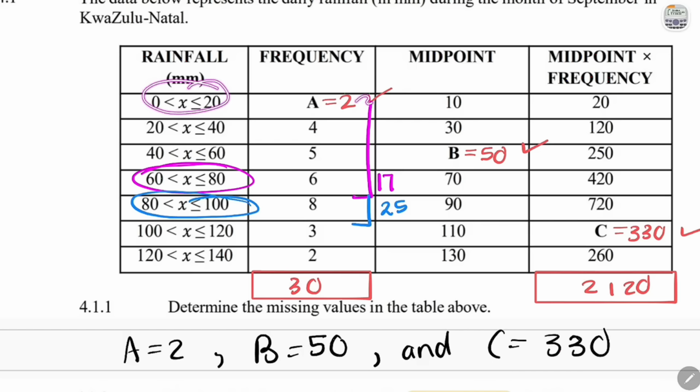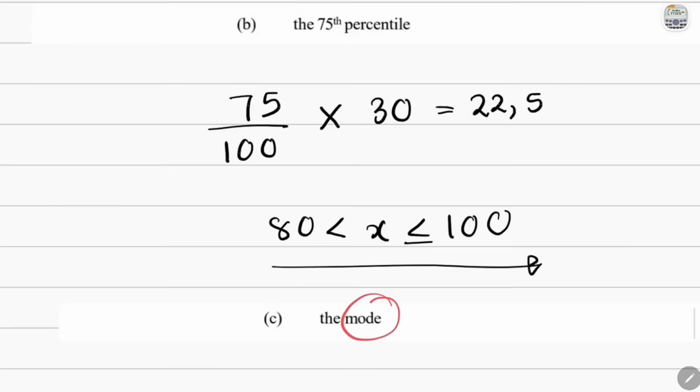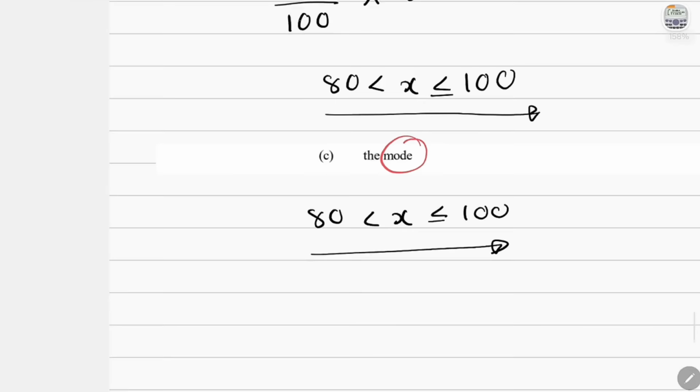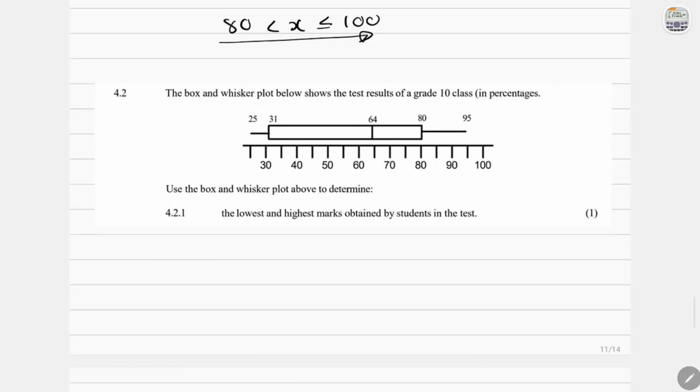Here, this class repeated twice. This class repeated 5 times. So the mode would be the class that repeats the most, meaning the class with the highest frequency. And that would be this class. Okay, so there we go. We have that same class again. We're going to say this is where x is greater than 80, but less than or equal to 100. And that is our answer. Moving on to the next question.